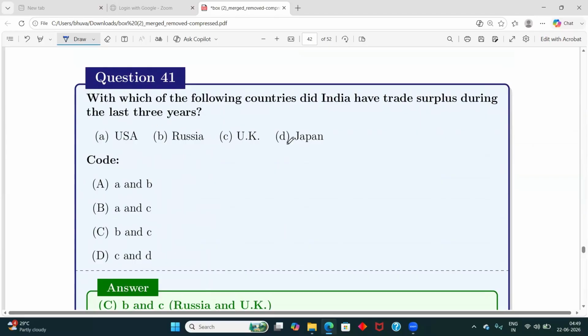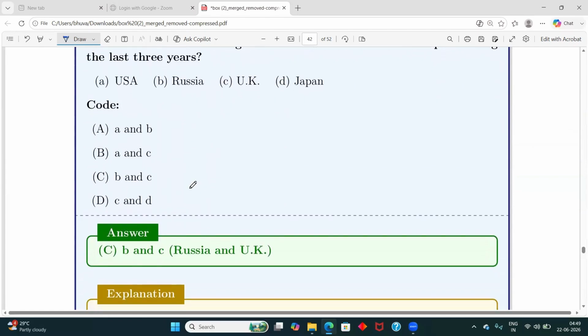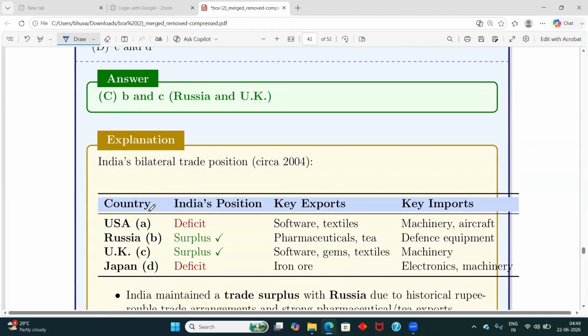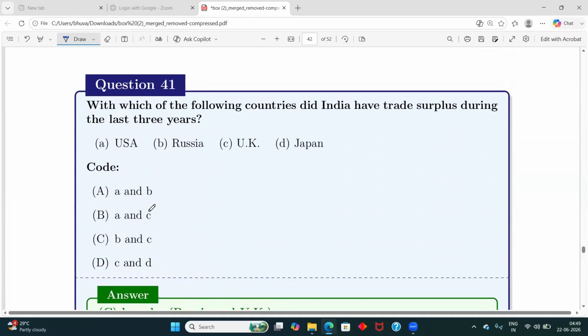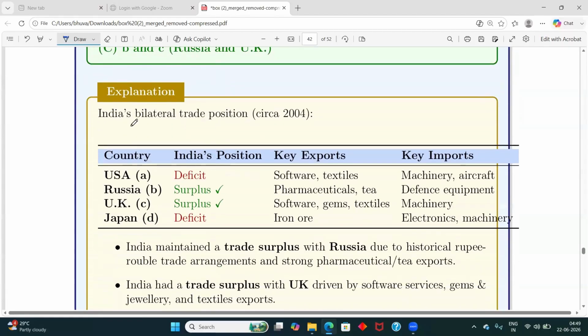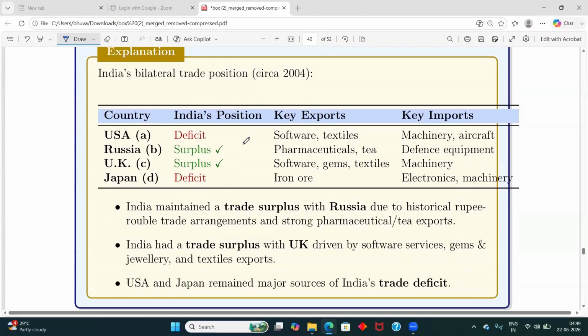US, Russia, UK, and Japan. Choose the correct code: A and B, A and C, B and C, or C and D. In 2004, India had a trade surplus with Russia and UK. This is the 2004 condition. So let's see, India had a deficit with the US and Japan.